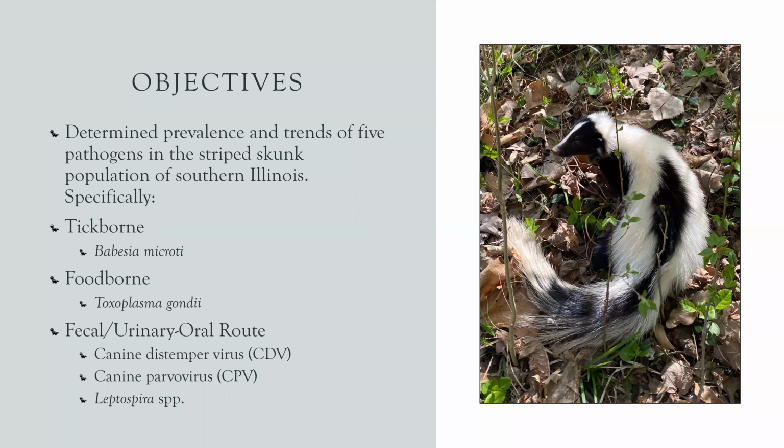These 5 pathogens fell across several transmission routes. So I was testing for Babesia microti, which is a tick-borne illness. I was testing for Toxoplasma gondii, which is a foodborne illness. I was testing for canine distemper virus, canine parvovirus, and leptospira, which are all fecal or urinary to oral route transmission pathogens.